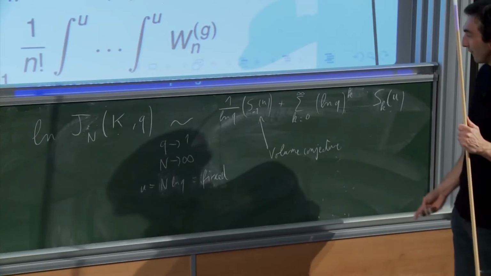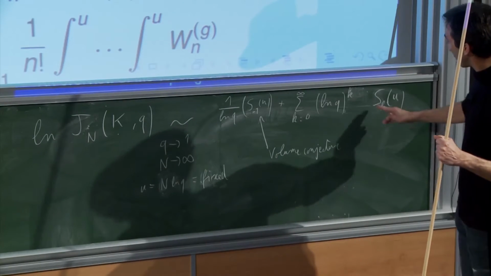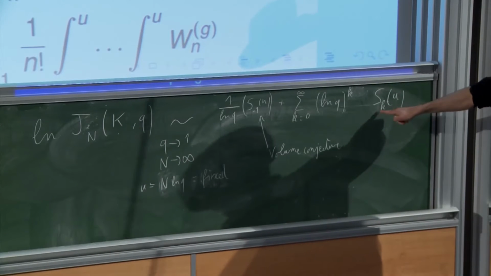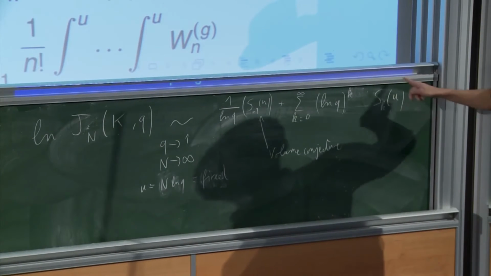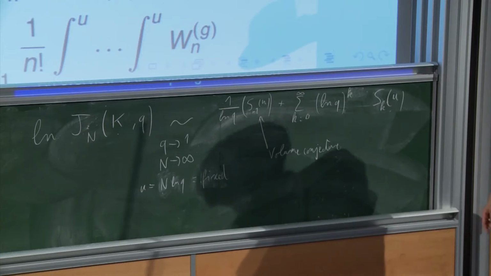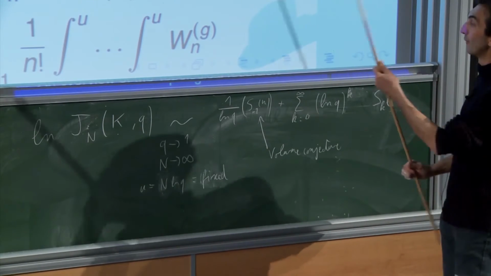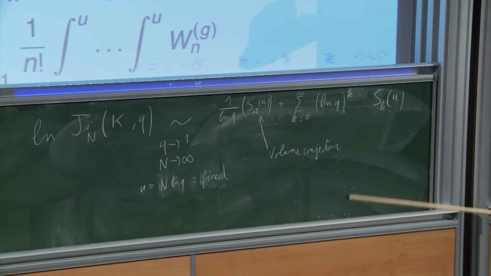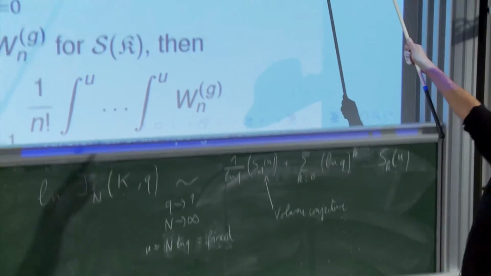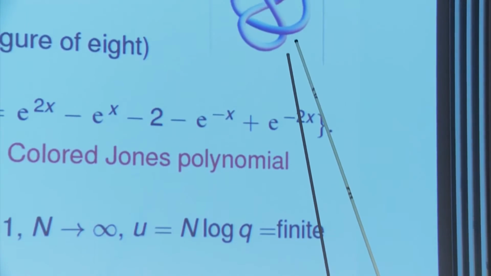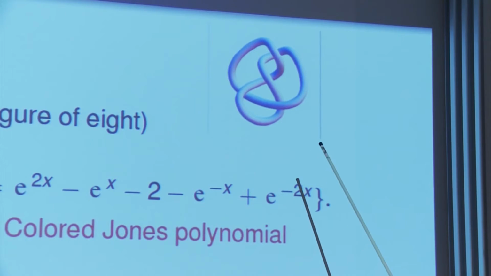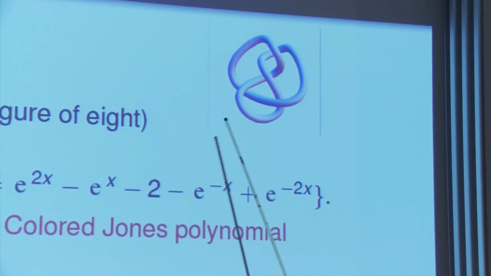But the recent thing is that Dijkgraaf, Fuji, and Manabe claim that all the s_k here are basically related to the omega g,n of a topological recursion applied to a certain curve. On that curve, here I represented the figure 8 knot. It's a very special knot. Well, not so special. I mean, it is a knot.